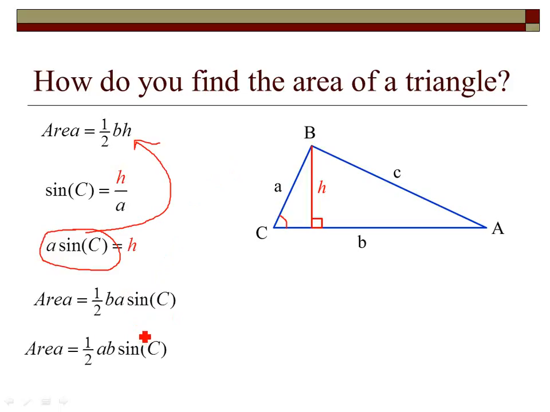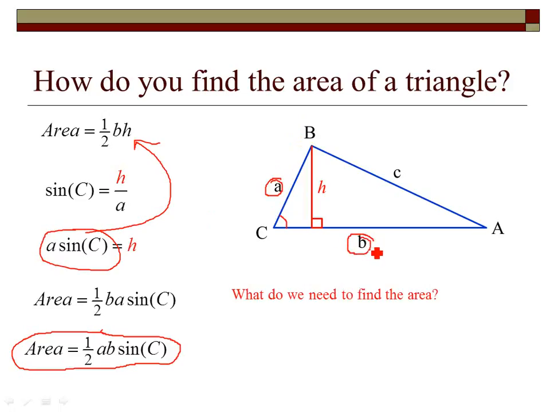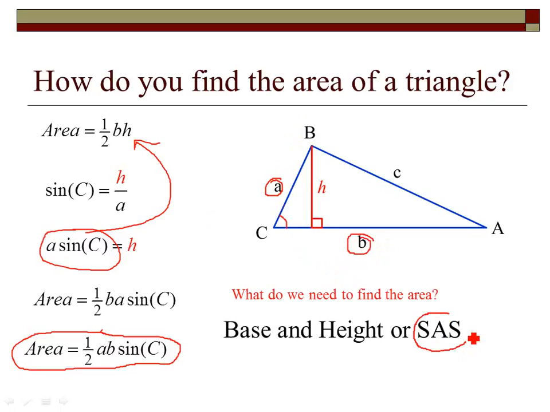Okay, so this is the formula. All you need to get in order to use this is be able to get the sides that correspond with A and B and an angle. So what do we actually need? Well, if we have base and height, we can find the area of a triangle. Or if we have side angle side in a triangle, we can find the area. So that's what we're going to be looking for. We're going to be looking for side angle side.